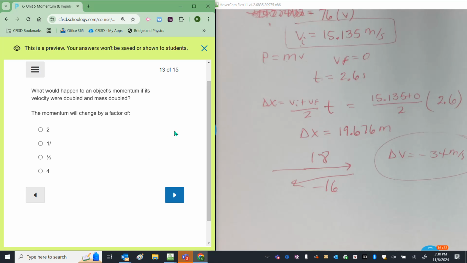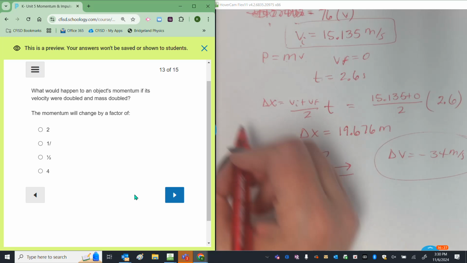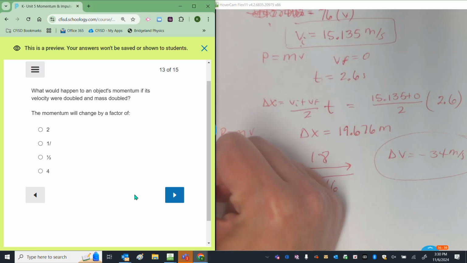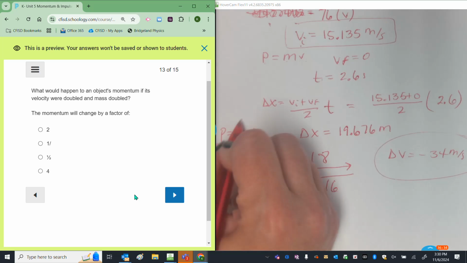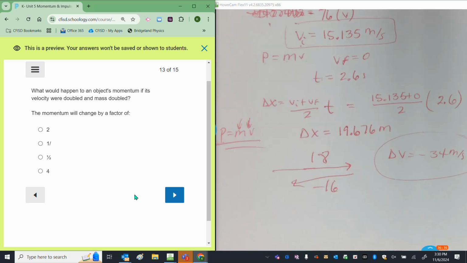What would happen to an object's momentum if its velocity were doubled and its mass were doubled? Again, momentum is mass times velocity. So if we were to double both of those things, and again, you can use fake numbers here. You can say, oh, my mass is 1, my velocity is 1, my momentum is 1. Now let's try 2 and 2. Okay, it's going to change by a factor of 4 because you're changing both of them.